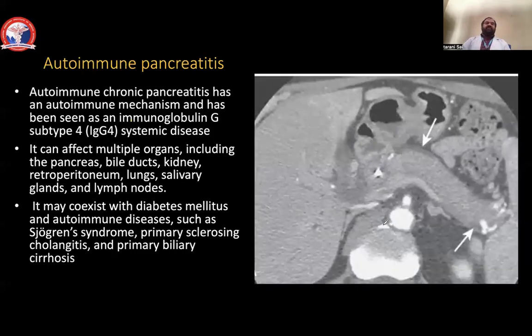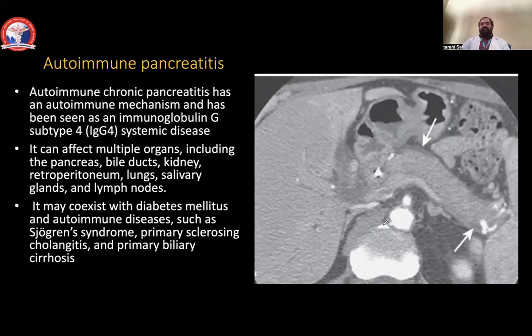Autoimmune pancreatitis. Autoimmune pancreatitis has an autoimmune mechanism and has been seen as an immunoglobulin G subtype 4 systemic disease. It can affect multiple organs, including the pancreas, bile ducts, kidney, retroperitoneum, lungs, salivary glands, and lymph nodes. It may coexist with diabetes mellitus and autoimmune diseases such as Sjogren's syndrome, primary sclerosing cholangitis, and primary biliary cirrhosis.